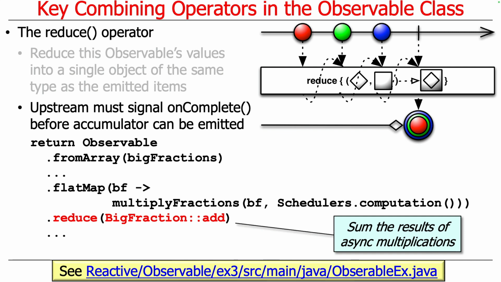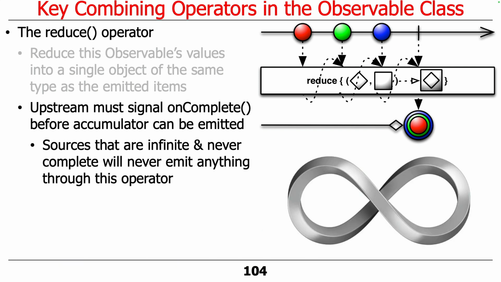So here's a simple example where we're going to have an array of big fractions. We are going to multiply those things in the background using the computation scheduler. We'll talk about that later. And then we're going to reduce these multiplied results by adding them together. This stream will terminate because there's only a fixed number of elements in the big fractions array. But if it does terminate, we'll have the results of summing the asynchronous multiplications. But if there's no completion, then nothing will be emitted.